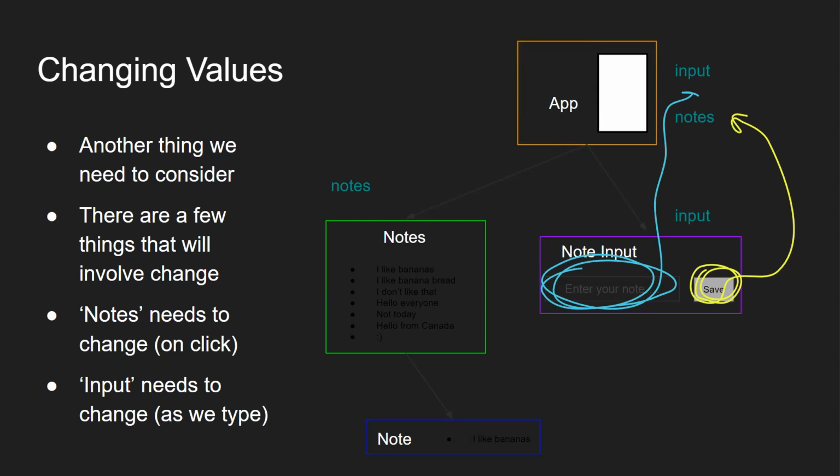Each component only has one parent. Like the note just has app as a parent, but there is no other child for the note. Actually, components can have more than one parent. Let's say you make a component that is a button, you can use that in many different places.